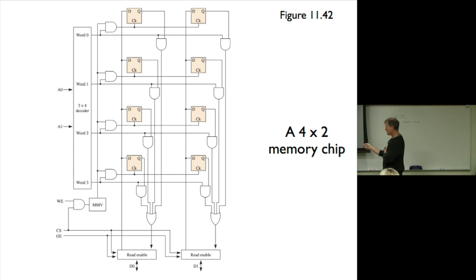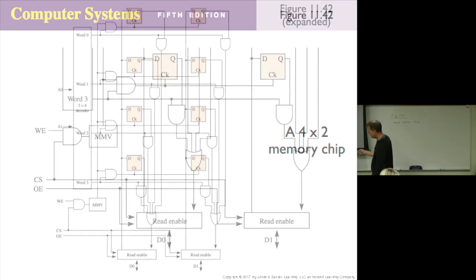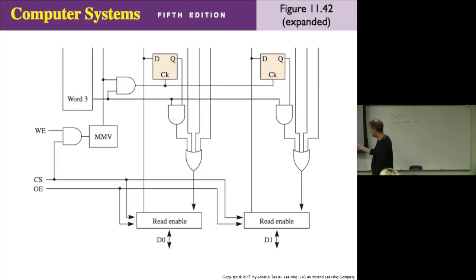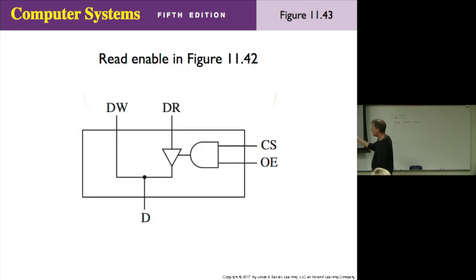But it turns off the input of this. And not only that, it comes into these little read enable boxes down here. There's a little exploded view of it, expanded, and this is what's inside each one of those boxes. Another enable line. Well, it's the tri-state device. See, in figure 11.42, DW stands for what? Data write. That's when information is going from D up into data write.